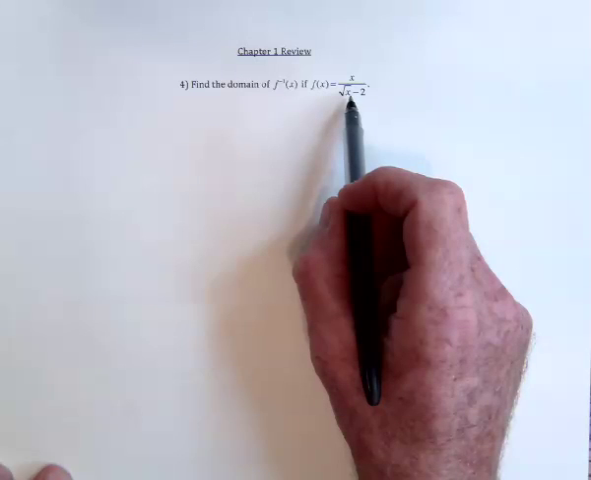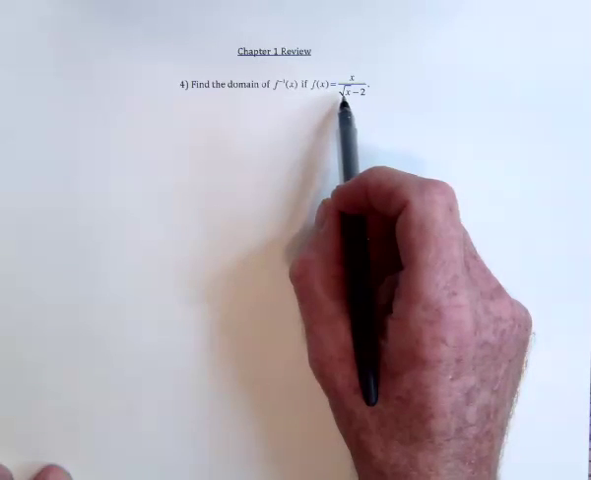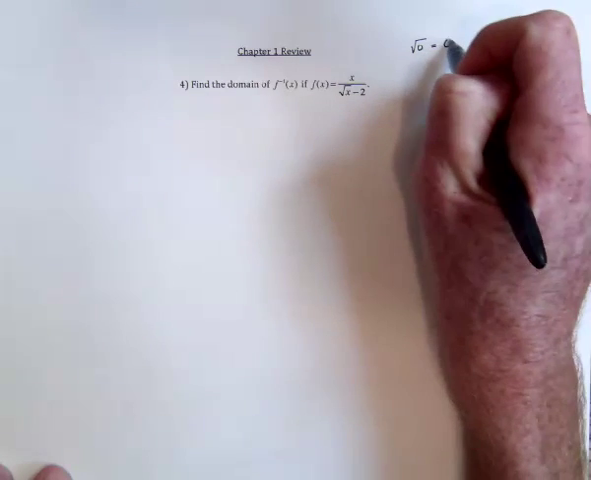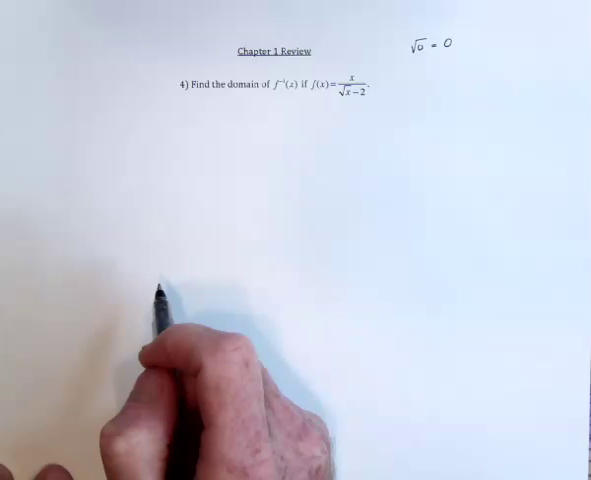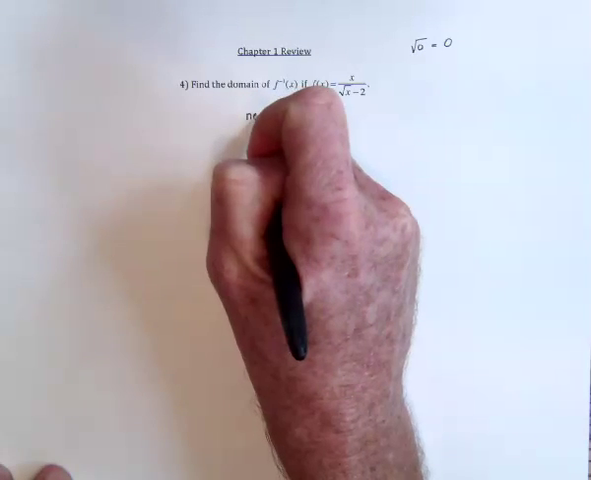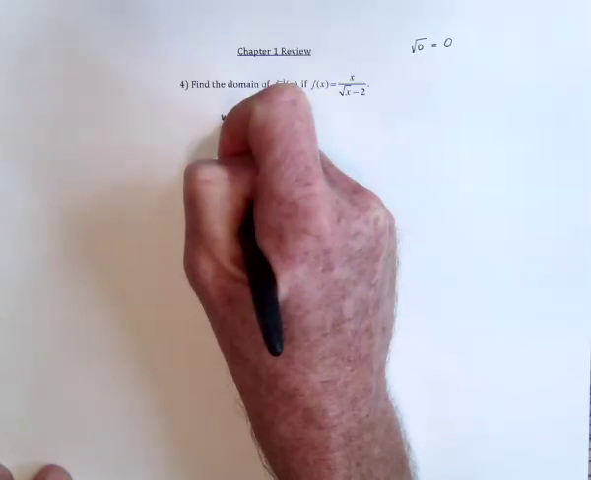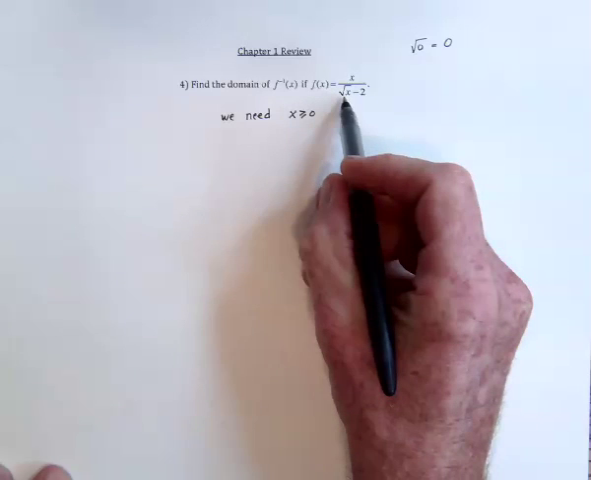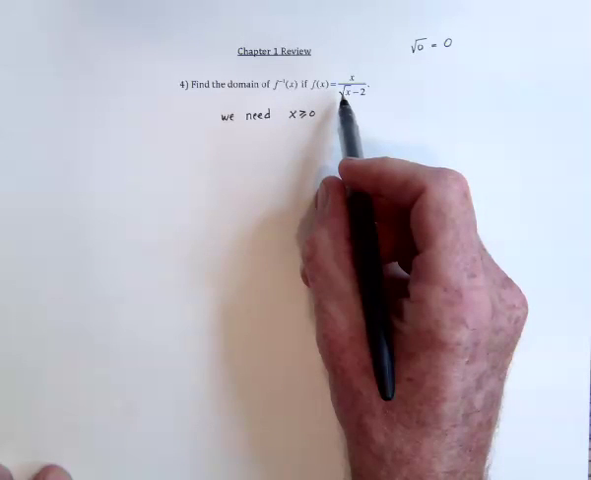So no square root of negatives means that x needs to be bigger than or equal to 0. Equal to 0 is okay because the square root of 0 is equal to 0. So that's all right. So we need x to be bigger than or equal to 0. All right, that just takes care of the square root.